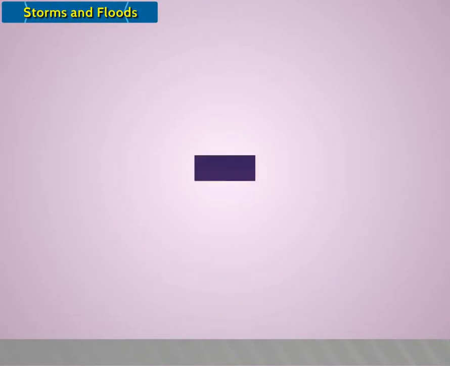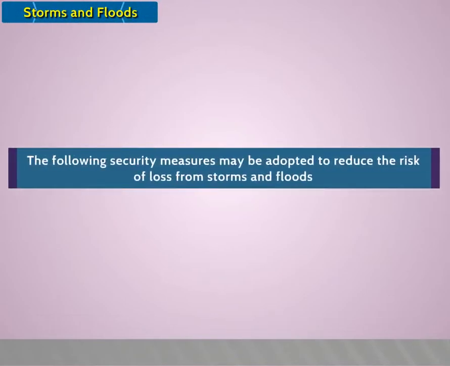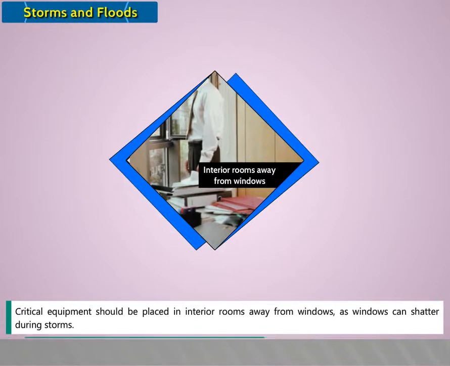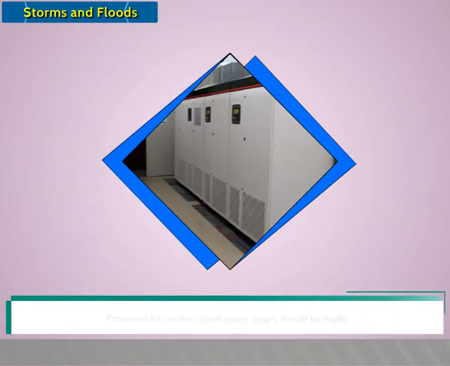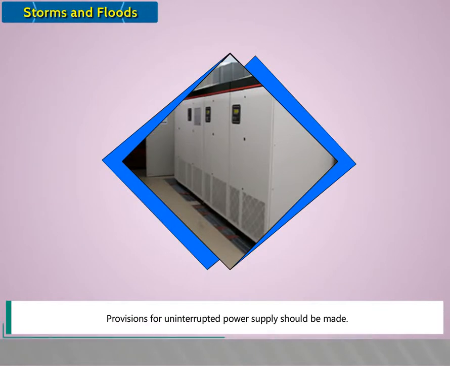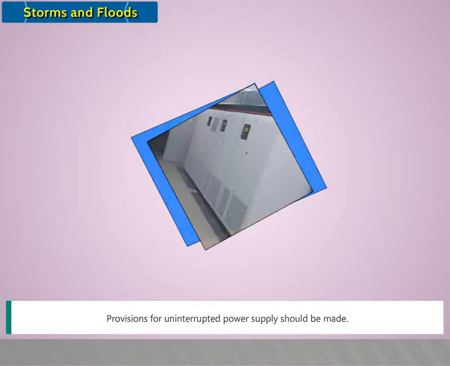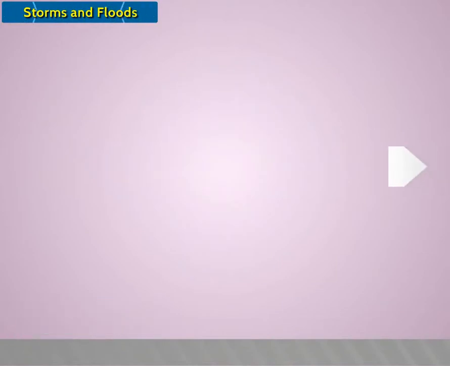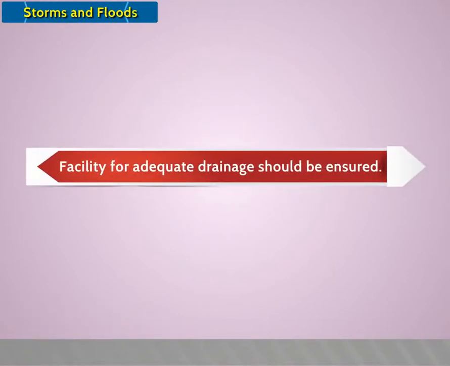Storms and floods. The following security measures may be adopted to reduce the risk of loss from storms and floods. Critical equipment should be placed in interior rooms away from windows, as windows can shatter during storms. Provisions for uninterrupted power supply should be made. First aid supplies should be readily available. Facility for adequate drainage should be ensured.